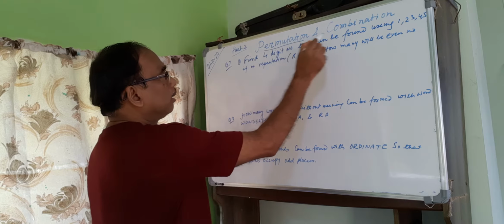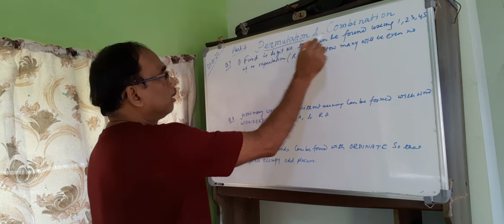So the first place could be filled 5 ways, the second place 4 ways, the third place 3 ways, and the last place 2 ways. If no repetition, first place 5 ways. There are 5 options, any one we can fill here. Second place 4 ways because 1 has been taken. Third place, 2 taken, so remaining 3.